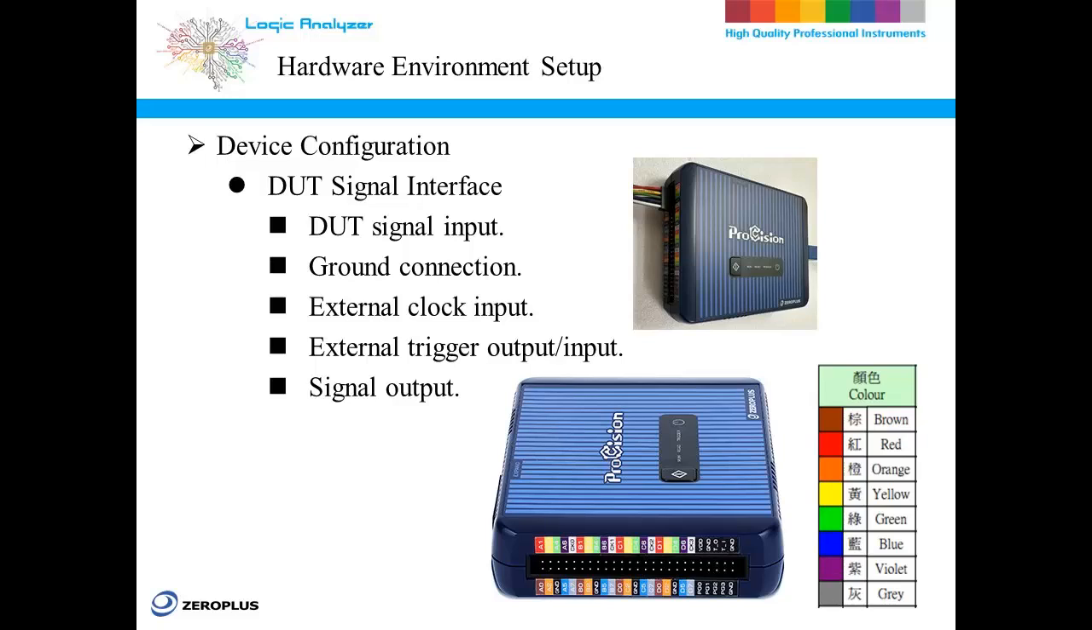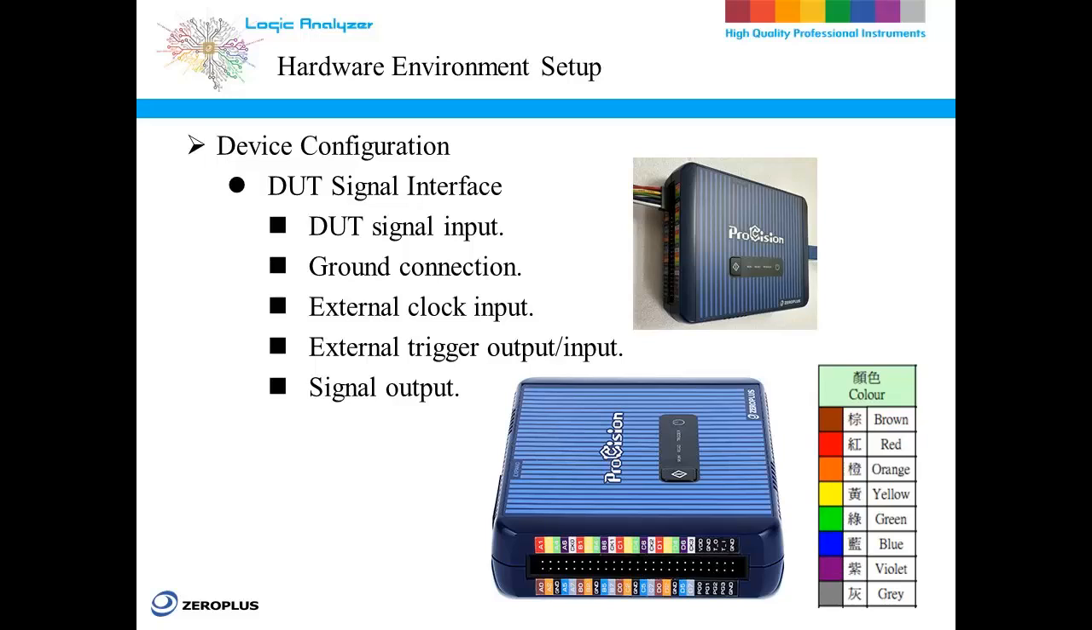After that, it also supports an external clock input. So, if you've got a specific clock source, you can use it to sync your measurements. Really helpful for high precision stuff. There's also external trigger input and output. This lets the instrument start capturing data when a specific event happens, or you can pair it with other devices for synchronized testing. And finally, it's got signal output. That means you can have the instrument send out specific signals to simulate or control external devices. With all this combined, your testing gets way more flexible and powerful.